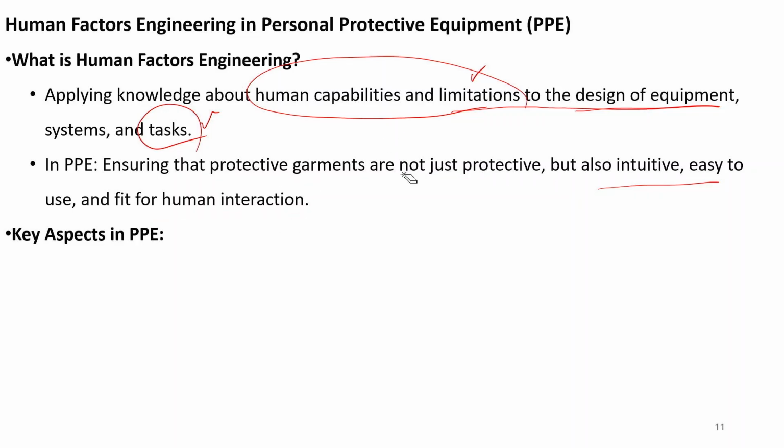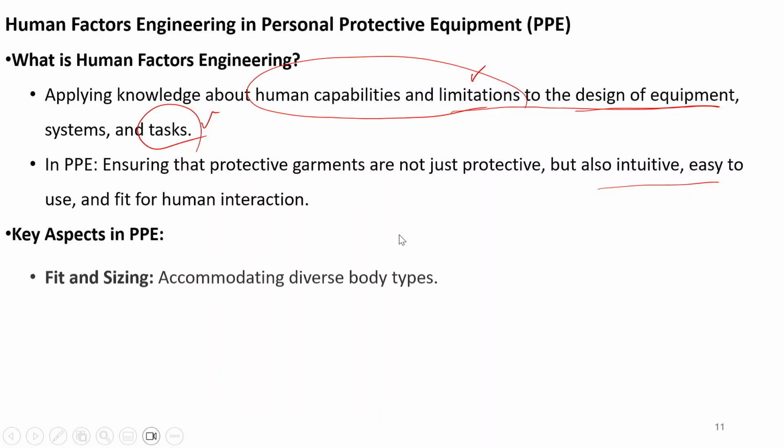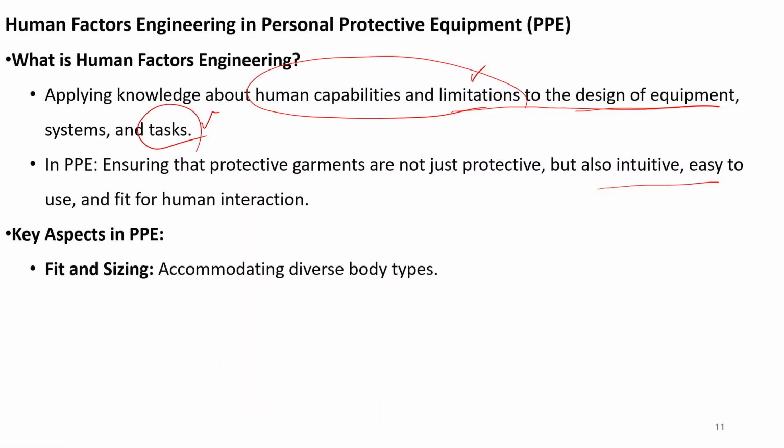The key aspects of personal protective equipment are fit and size. So, fit and size are important, accommodating diverse body types. If it is very tight, then ergonomically it is not comfortable. Even if it is oversized, it will restrict body movement, and also unnecessarily add weight.